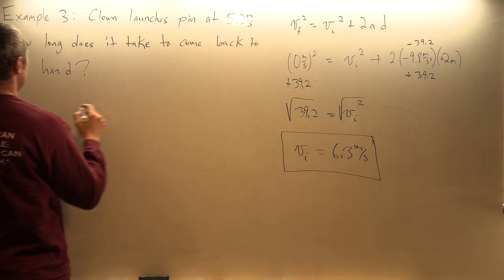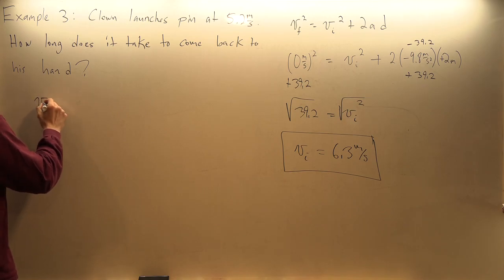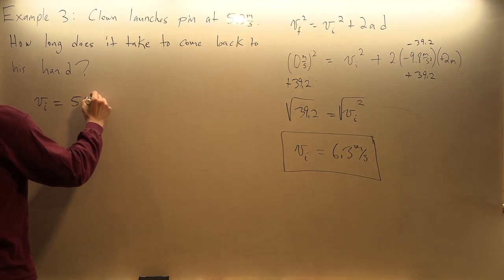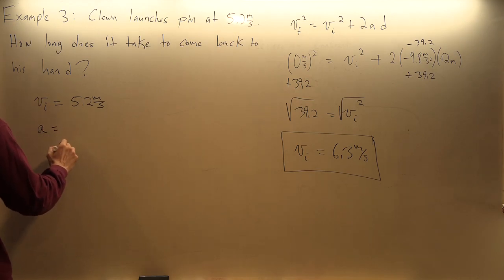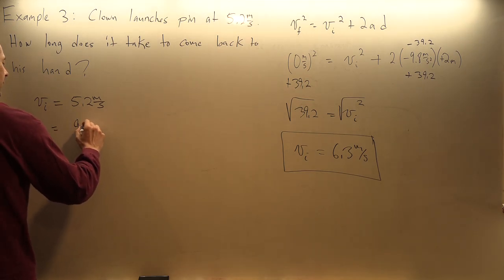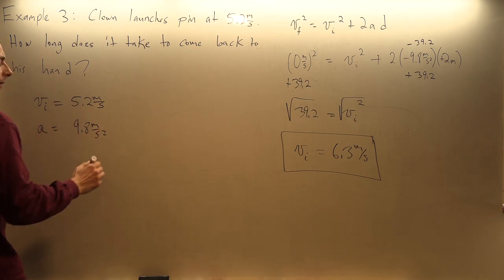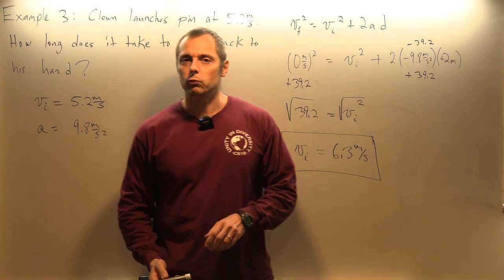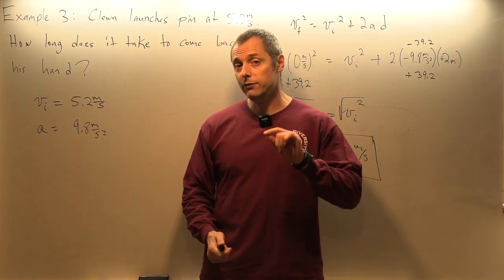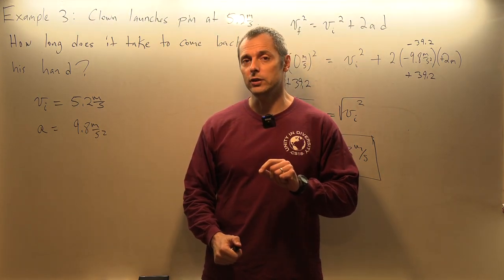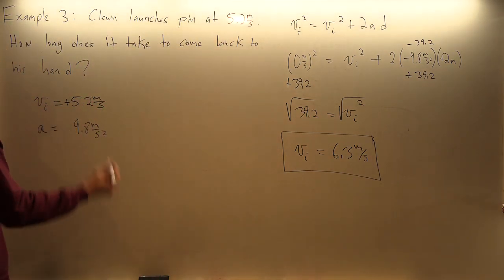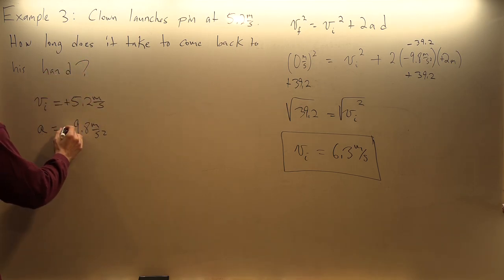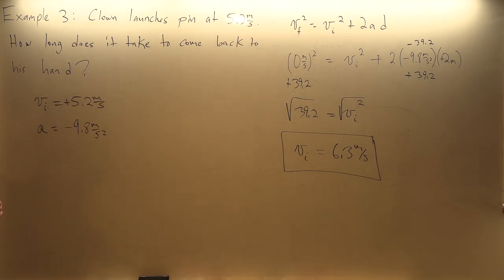So what's the information given? The only thing, once again, is the one number, the VI. But we know that acceleration for that pin is going to be 9.8. But in this case, once again, this is a problem where something is rising and then falling. So we have to be extremely strict with the signs here. So if I'm going to call upward positive, because that's what the clown's doing launching, then the acceleration being down, I need a minus sign.